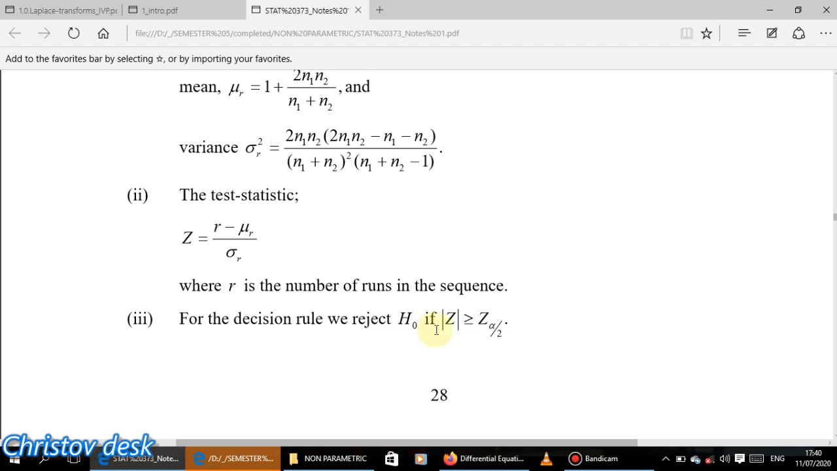You compare that with the z value, z alpha on 2. Remember we said that this is a two-tailed test, so use z alpha on 2. You reject H naught if the absolute value of your test statistic is greater than or equal to z alpha on 2. That is when you do the rejection, and then you will be fine.